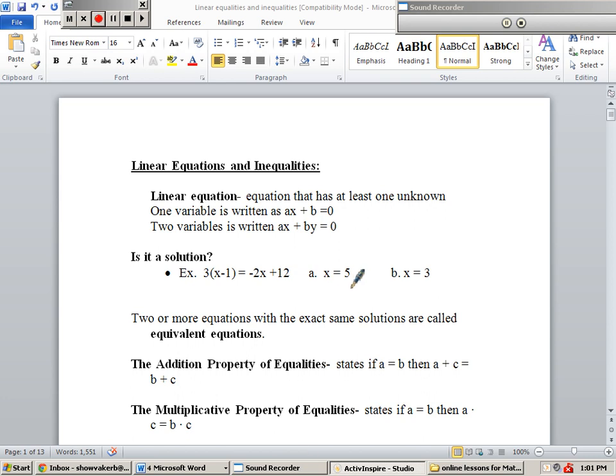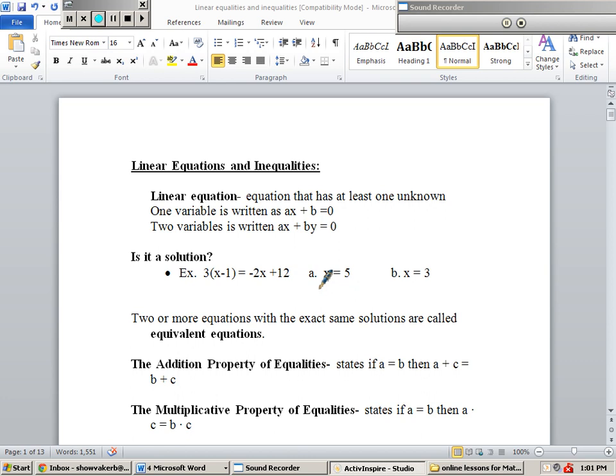I want to know if 5 is a solution to the equation. So 3 times (5 minus 1) equals negative 2 times 5 plus 12. 5 minus 1 is 4. 3 times 4 is 12. Oh, I put my parentheses in the wrong position, so let's go back. Negative 2 times 5 plus 12. So I get 12 on this side. I get negative 10 plus 12 on this side, which is 2. This is not a solution.